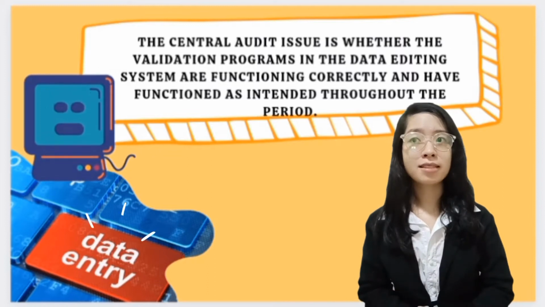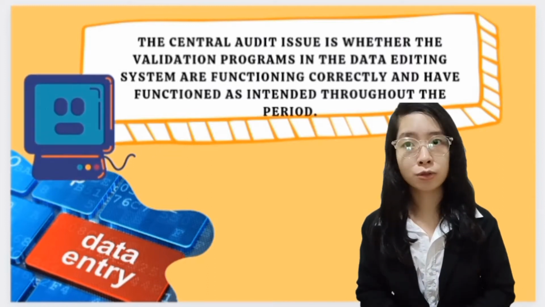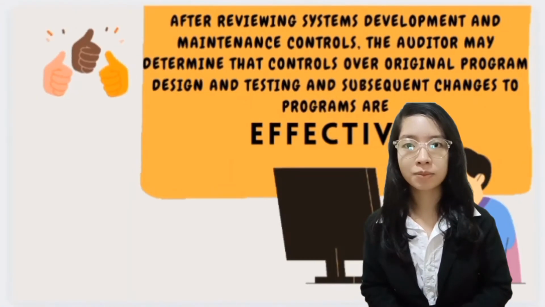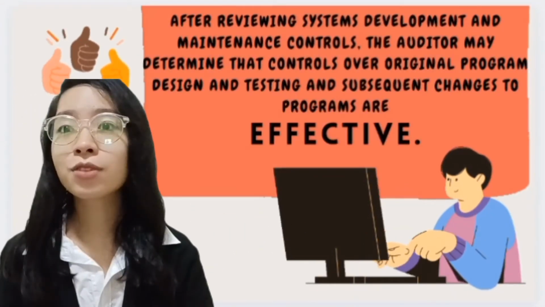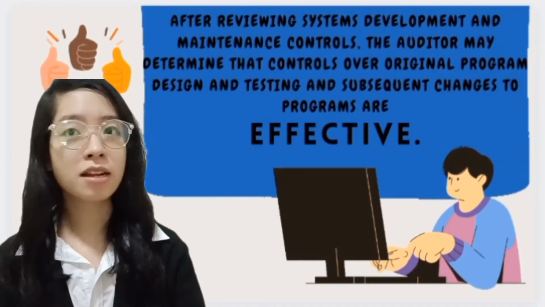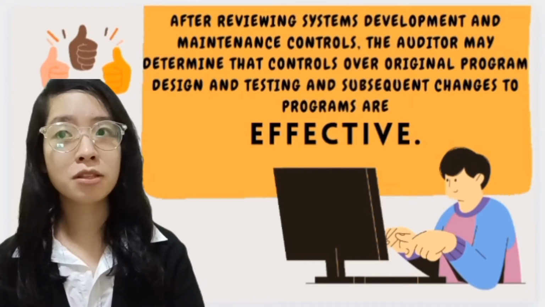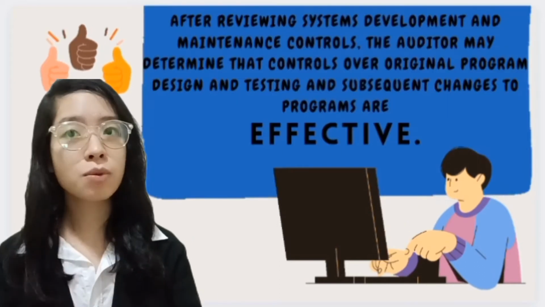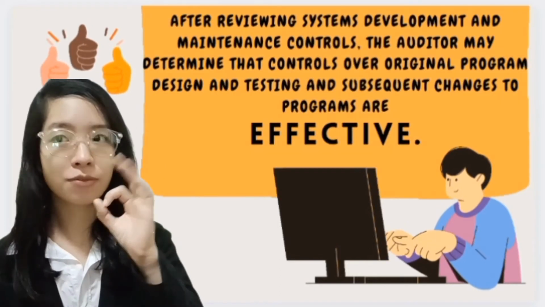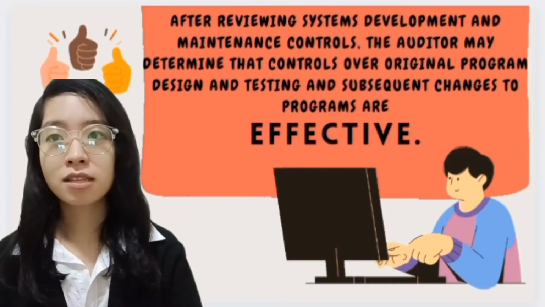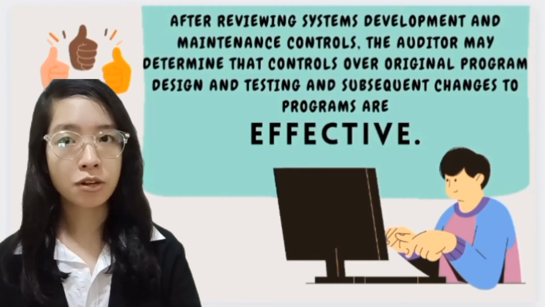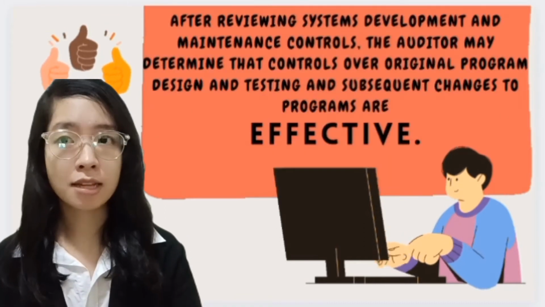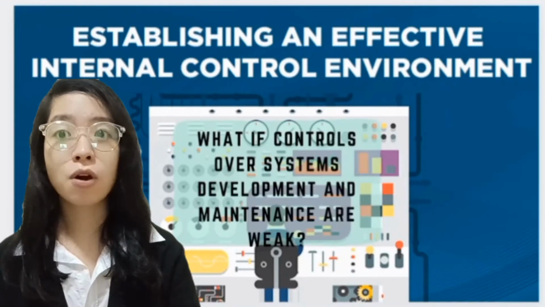The auditor may decide to rely on the quality of other controls to provide the assurance needed to reduce substantive testing. For example, after reviewing systems development and maintenance control, the auditor may determine that control over original program design and testing and subsequent changes to programs are effective. This evidence permits the auditor to assess the risk of material program errors at a low level and thus reduce the substantive tests related to the audit objective of accuracy.